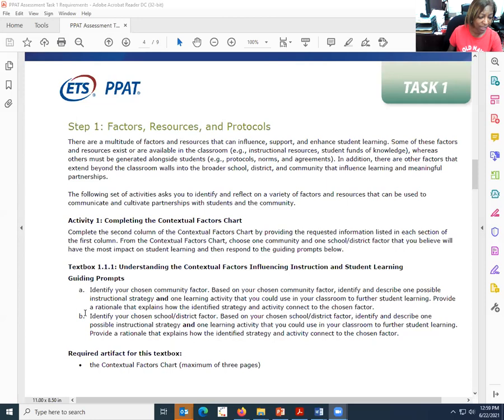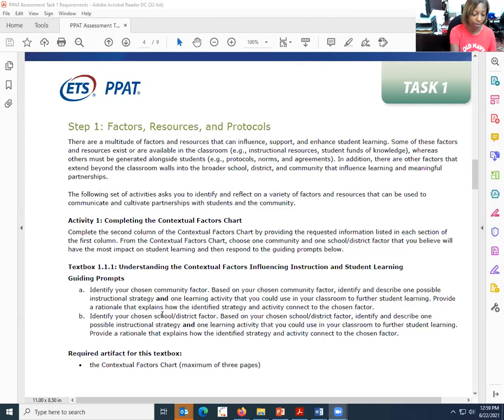Guiding prompt B says, identify your chosen school or district factor. Based on your chosen school and district factor, identify and describe a possible instructional strategy and one learning activity that you could use in your classroom to further student learning, and provide a rationale that explains how the identified strategy and activity connect to the chosen factor. So here you have to select your community factor and your school and district factor, and then of course identify an instructional strategy and a learning activity.